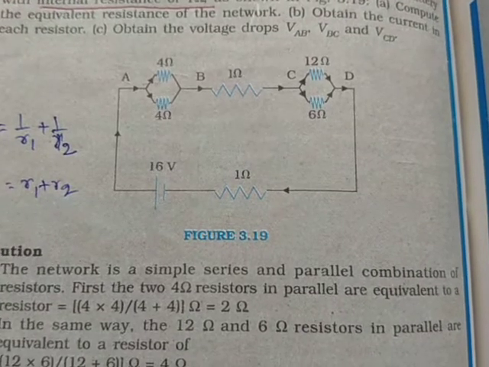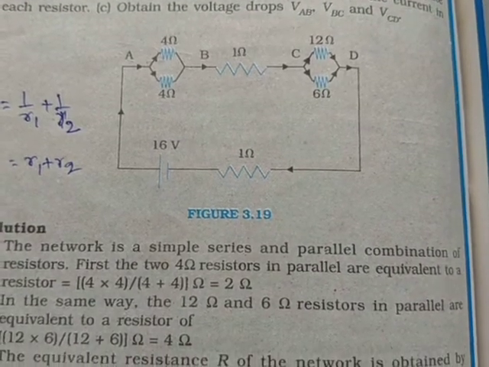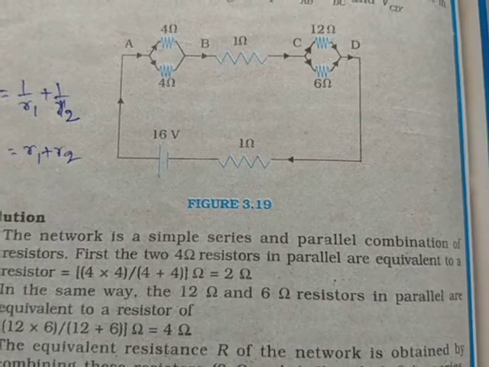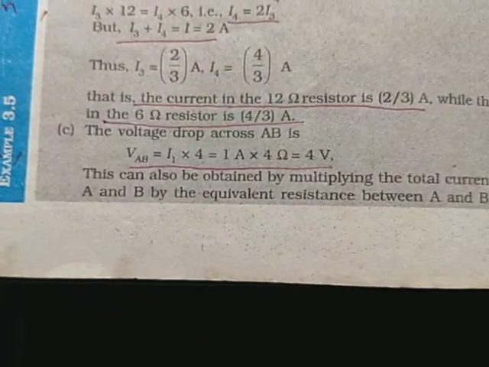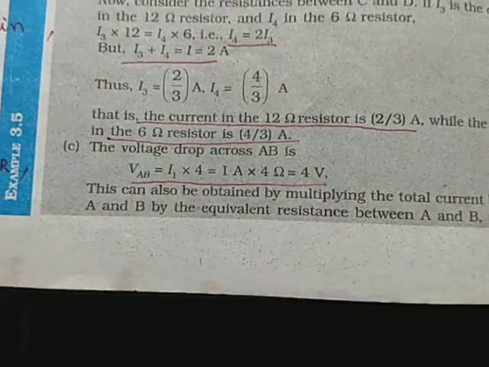and the other 1 ohm resistances above and below both have the same current, 2 ampere, passing through them. And that way we have calculated this, we have done the B part.